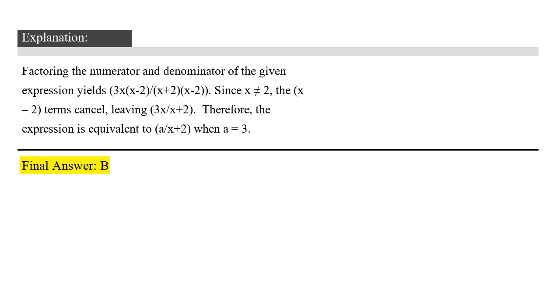Factoring the numerator and denominator of the given expression yields 3x(x-2) / (x+2)(x-2). Since x is not equal to 2, the x-2 terms cancel, leaving 3x divided by x plus 2. Therefore, the expression is equivalent to ax/(x+2) when a equals 3.